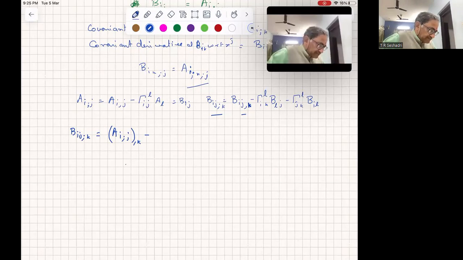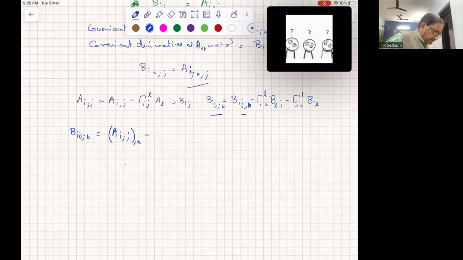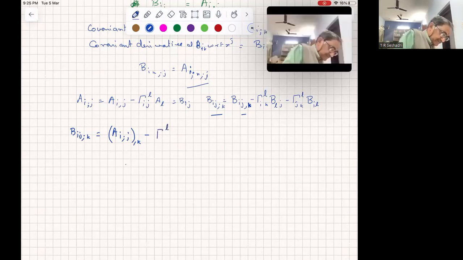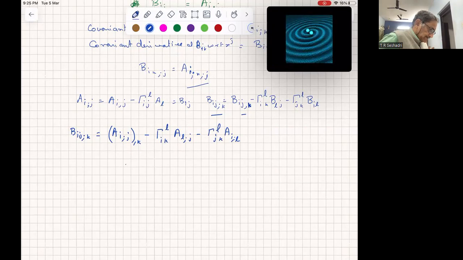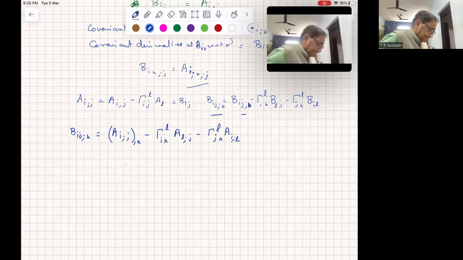Oh, this is a stupidity I have done. This is wrong, that's the mistake. There's no differentiation there. Oh yeah, I'm sorry, you're right. Gamma^l_{ik} A_{l;j} minus gamma^l_{jk} A_{i;l}. This is what it is. Isn't it? Yes, this is what it is.